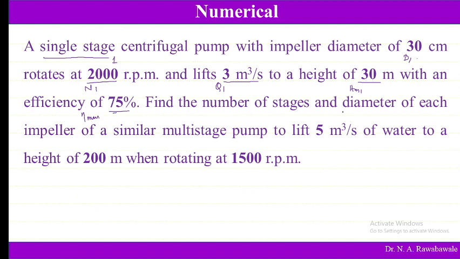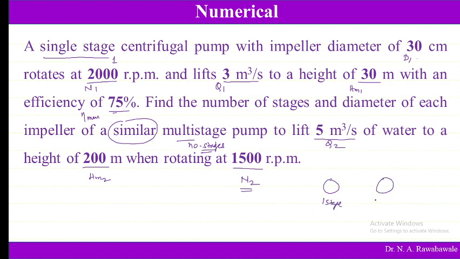Find the number of stages and diameter of each impeller of a similar multistage pump. This word is used: similar multistage. Pump is multistage, so the number of stages are more. It is not a single stage; it has a number of stages. It is to lift 5 meter cube of water, so Q2 is given, to a height of Hm2, the manometric head 2, when rotating at 1500 rpm, N2 is given. So we have two pumps: one pump with a single stage and the second pump having multiple stages.